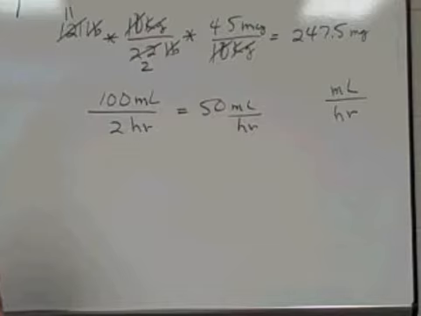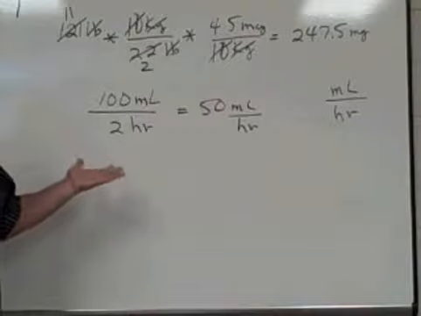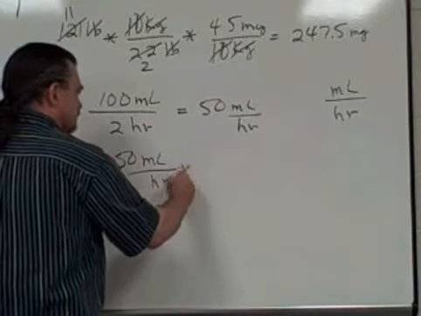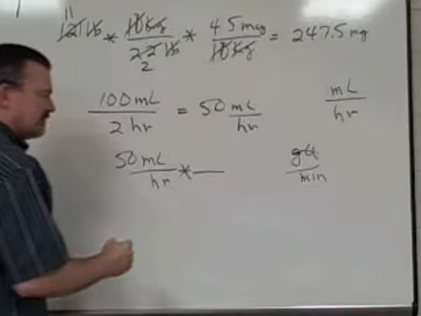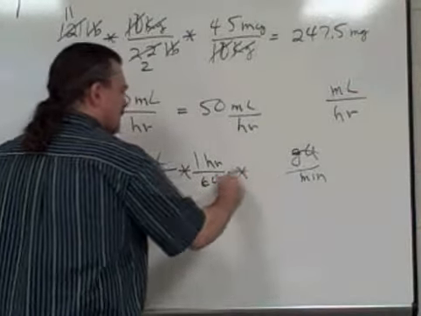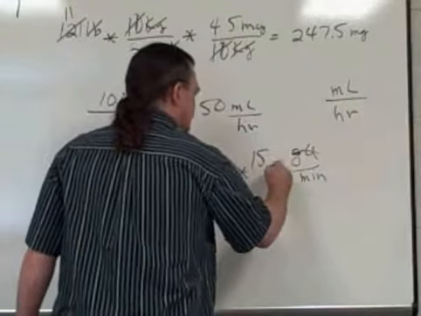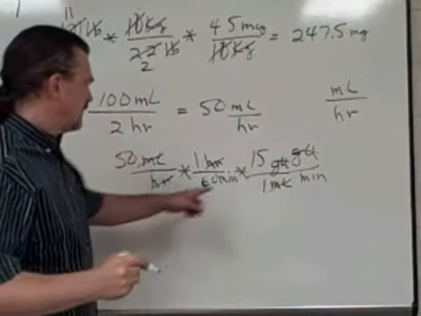Then part D said, calculate the flow rate in drops per minute for the same drop factor. Well, let's go back to part C there. They told us the drop factor in part C, but did we really need to use that information since we were looking for milliliters per hour? It really was extraneous information there, but now we need to use it to go from 50 milliliters per hour to drops per minute. And that's something we've done before. Go from hours to minutes. 1 hour is 60 minutes. And then bring in our drop factor of 15 drops is 1 milliliter. So the milliliters will now cancel, the hours will cancel, we'll have drops per minute.